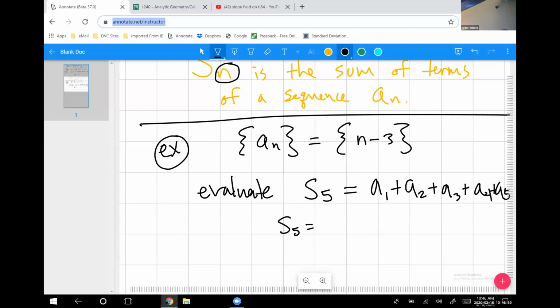So when n is 1, we get -2. When n is 2, we get -1. When n is 3, we get 0. When n is 4, we get 1. And lastly, when n is 5, we get 2.